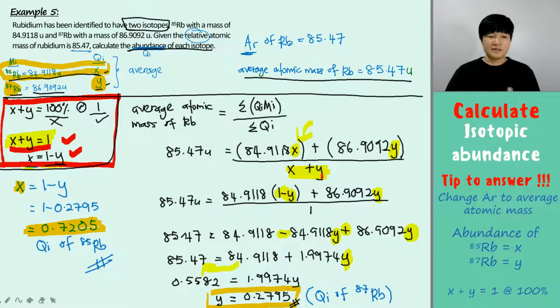Simple. Alright, easy. And make sure in your final answer, you label which one is the isotopic abundance of rubidium-85 or rubidium-87 or any of the isotope. Make sure you label your final answer. Simple. And that's it about relative atomic mass.